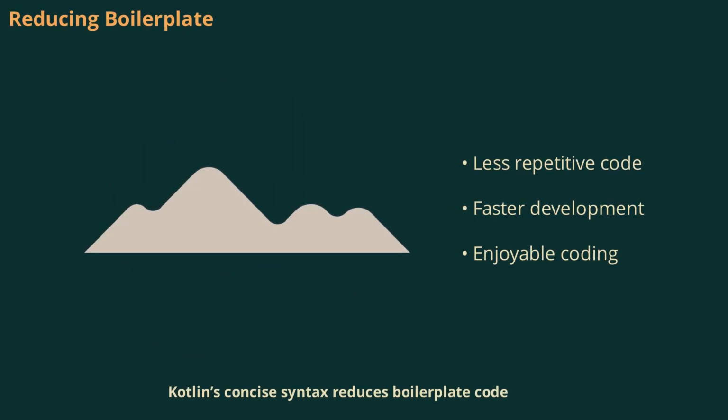Kotlin's concise syntax reduces boilerplate code, allowing you to write less and achieve more. Features like automatic getters and setters, single-line class declarations, and extension functions streamline your codebase. By minimizing repetitive tasks, Kotlin helps you focus on building features and solving problems, making development faster and more enjoyable.